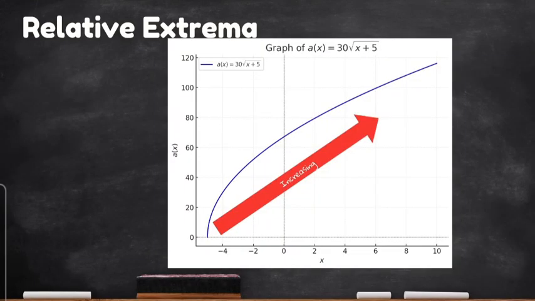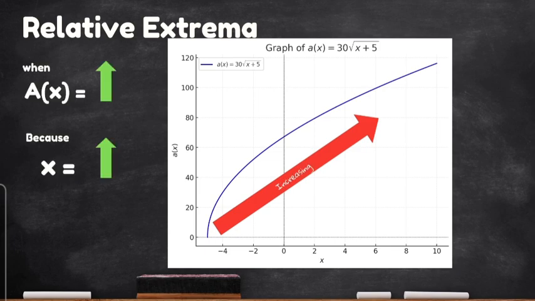When we analyze the shape of the graph, we see the funding function is always increasing. It grows more slowly as x becomes larger, reflecting the square root's nature of slowing growth over time. The function has no relative maximum or minimum points beyond the starting minimum at x = -5. But this simplicity makes it a good model for situations where growth continues without bounds.